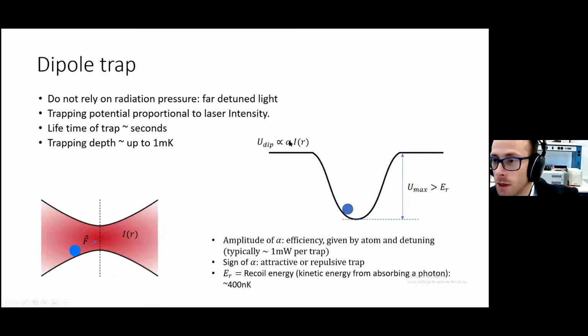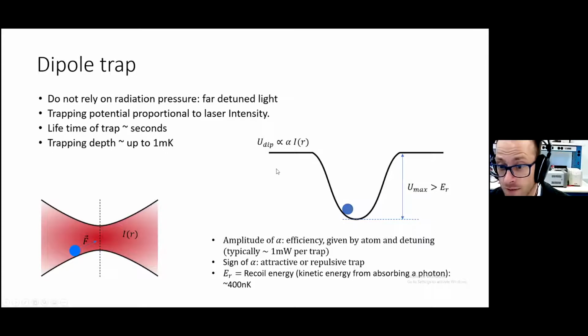And the proportional constant here has to do with the real part of the polarizability, but basically the amplitude of alpha here tells how efficient your trap is. So how deep is the trap for a given amount of optical power. And the typical power that I use to have around 1 millikelvin of trap is typically 1 milliwatt. So this is to trap 1 qubit, 1 atom. So if you want to trap, let's say, 1,000 atoms, you will need 1 watt of power. And that starts to be not as trivial.